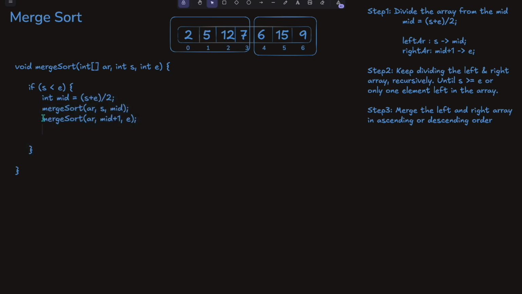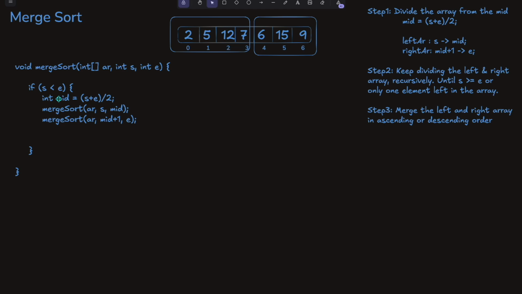As you call this method again and again, it will keep dividing, and at the end when s becomes equal to e, it will not come inside this block and it will return something. So this merge sort will return, and this merge sort will also return at the end. Okay, so let me demonstrate this in one flow.